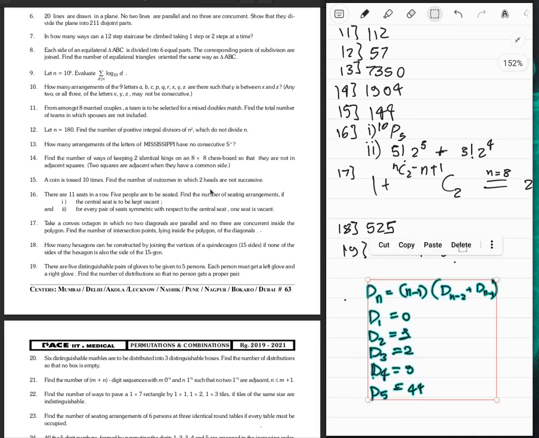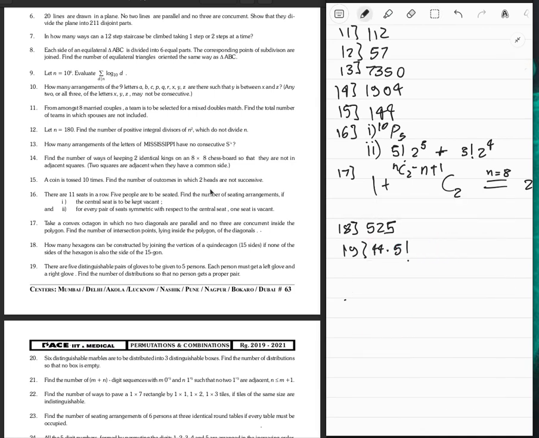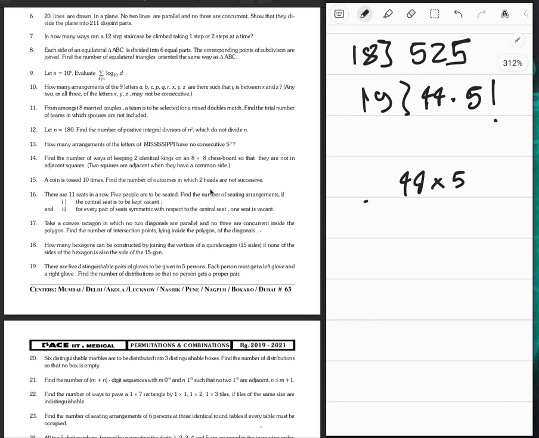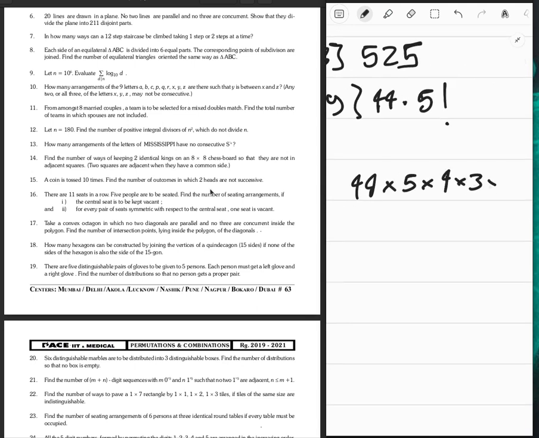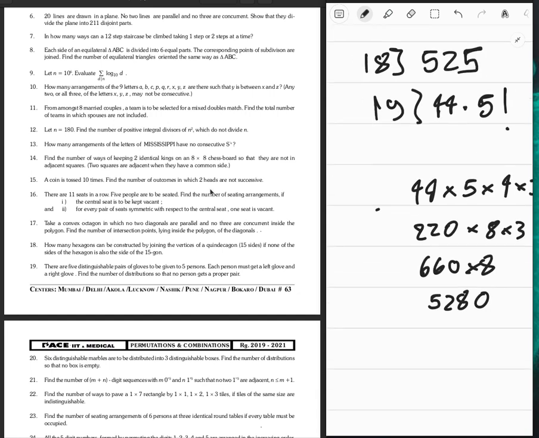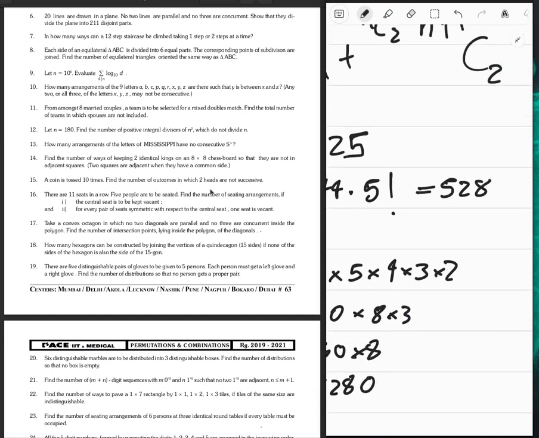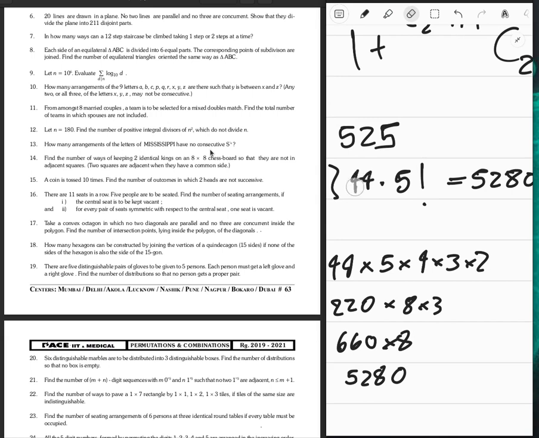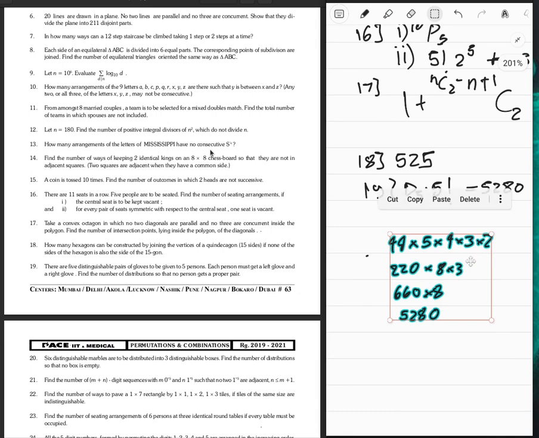I won't calculate this. Actually, it's not that hard to calculate. Just do this anyway. 5, 4, 3, 2, 1. This thing is like 220 times 4 times 2. 4 times 2 is 8. So this is like 660 times 8, which is 48, 8, 4 carried on 8, 48, which is 52. So it's just 5280. And we'll just put that as d5. Next question, 20.